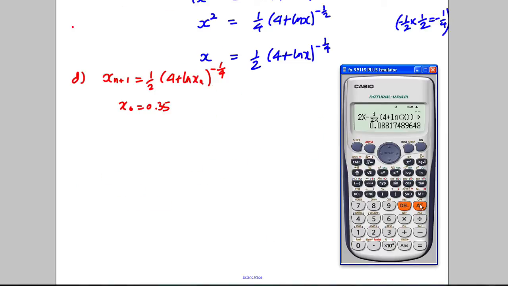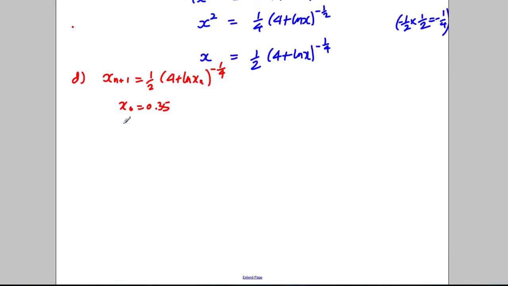Calculator out. First thing, put your x0 in. 0.35 equals. It's stored under the answer function. Then type your iterative formula. So you've got a half, like that, and then open brackets. 4, add the natural logarithm of not x, but answer. Close that logarithm and then close the whole bracket there, to the power of negative a quarter. So there we go. All I've got to do, press equals.